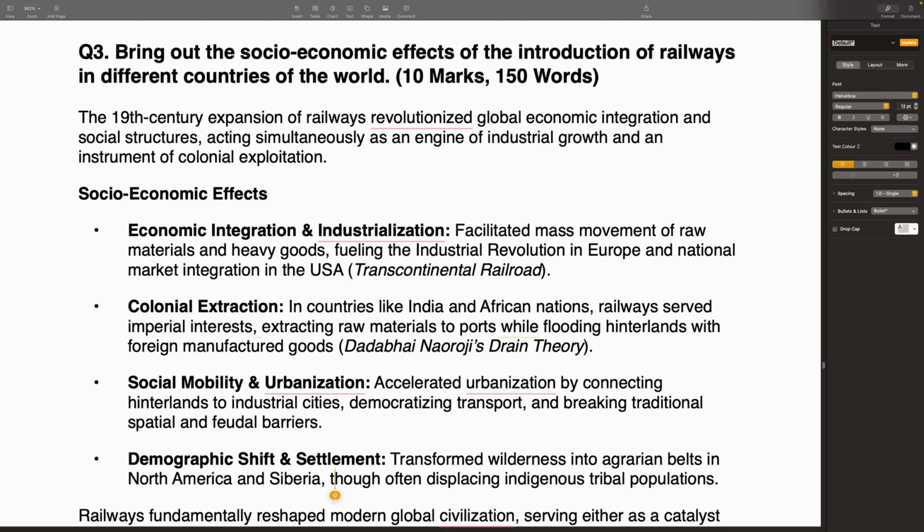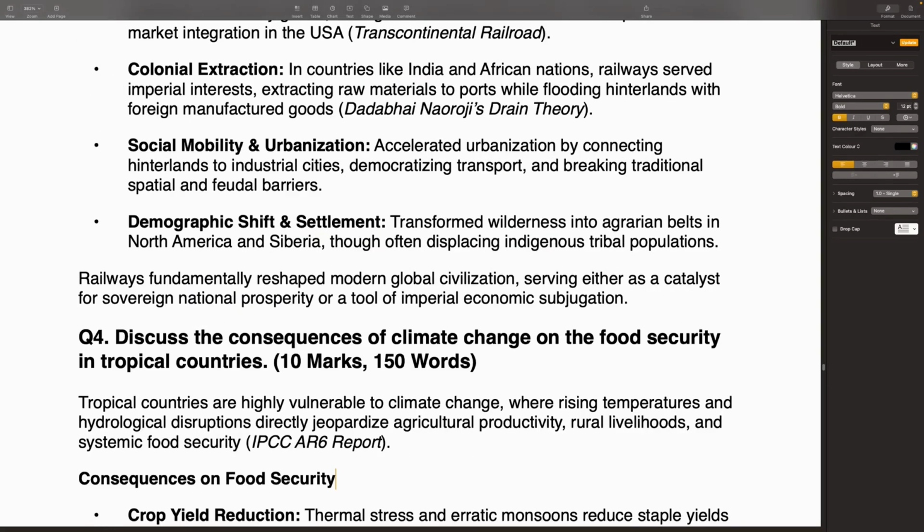Social mobility and urbanization: railways accelerated urbanization by connecting hinterlands to industrial cities, democratizing transport and breaking traditional spatial and feudal barriers. Demographic shift and settlement: railways transformed wilderness into agrarian belts in North America and Siberia, though often displacing indigenous tribal populations. Railways fundamentally reshaped modern global civilization, serving either as a catalyst for sovereign national prosperity or a tool of imperial economic subjugation.